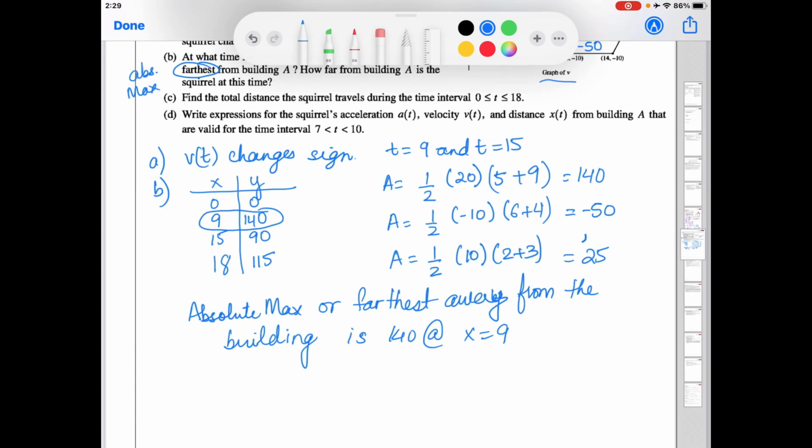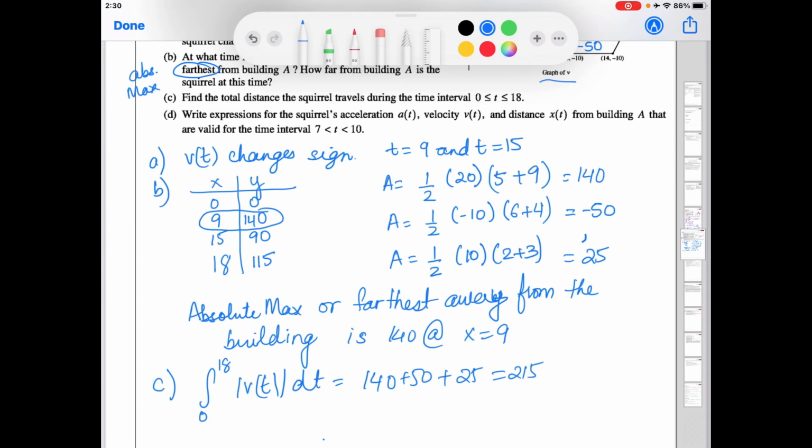Part C, it says find the total distance the squirrel travels during the time interval from 0 to 18. So total distance is the absolute value. We're going to ignore the negatives and add up everything from 0 to 18. So it's the integral of the absolute value of velocity dt, which is 140 plus 50 plus 25, which is 250.